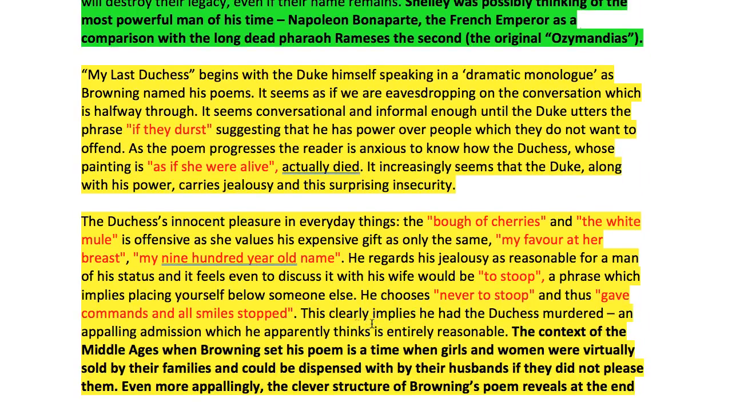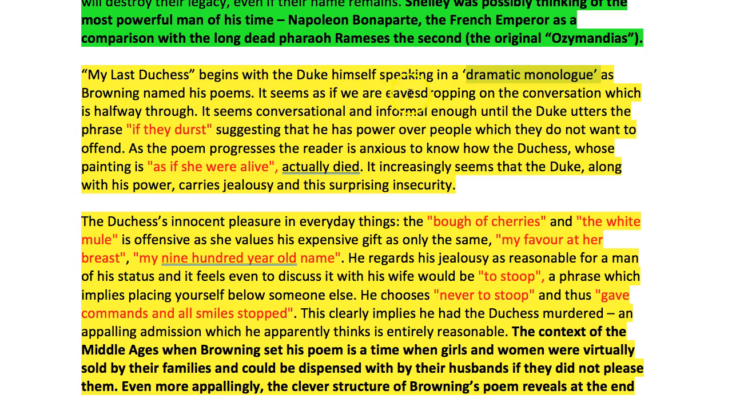Okay, let's get to the next paragraph. My Last Duchess, and note the quotations around the title, and the capitals are always there, and capital for Duke and capital for Duchess. Don't forget that when you're writing about these poems. So My Last Duchess begins with the Duke himself speaking in a dramatic monologue. So that's a phrase you're just going to have to remember because you will always use it when writing about My Last Duchess, as Browning named his poems.